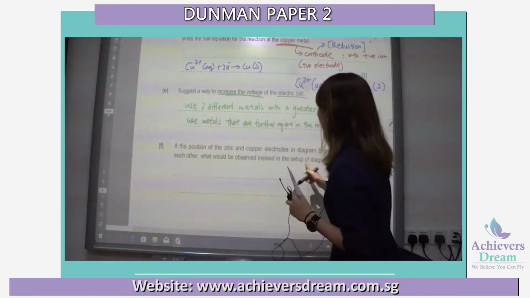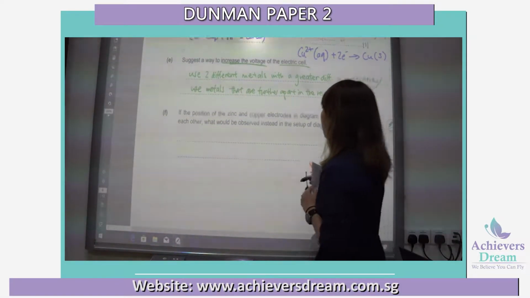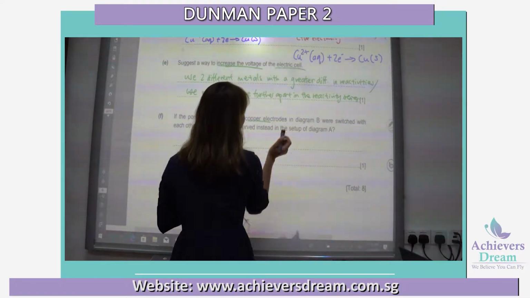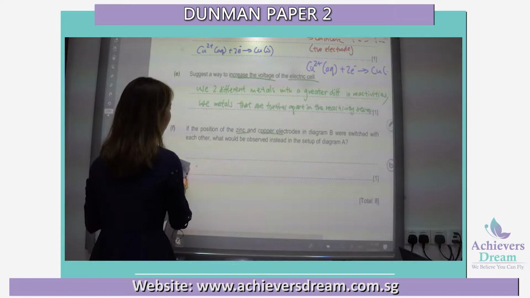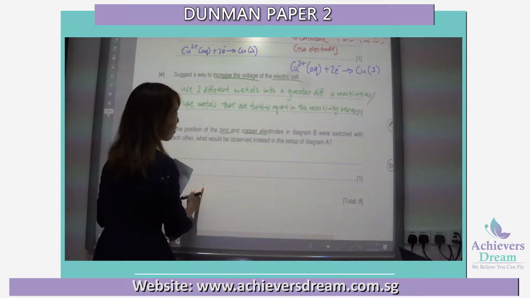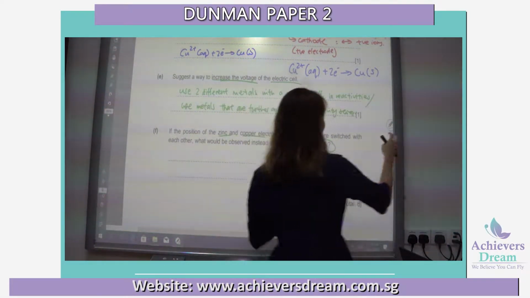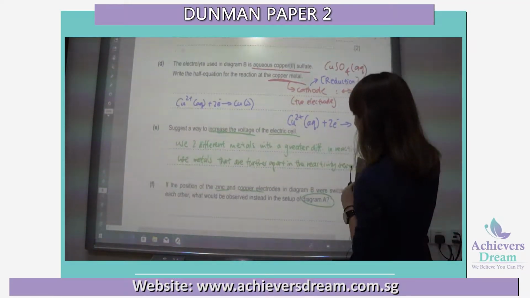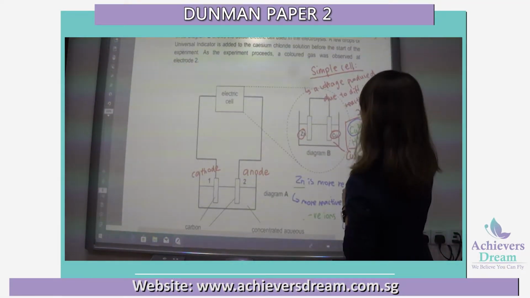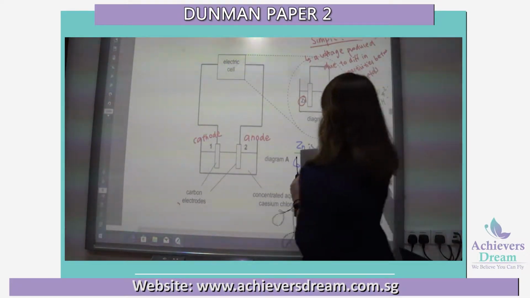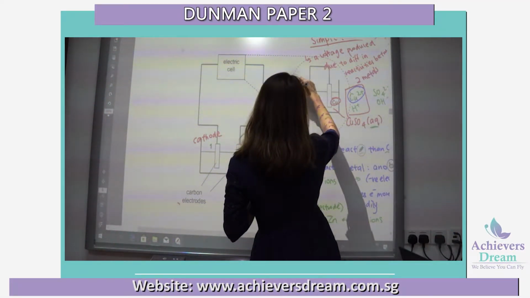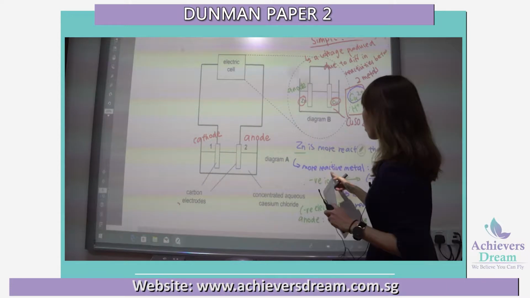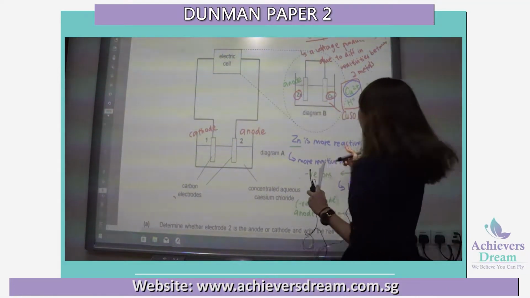Okay. Then for part F, if the position of zinc and copper electrodes in diagram B were switched with each other, what will be observed instead in the setup of diagram A? So, zinc and copper is switched. Okay, zinc is my anode, correct? Because it's more reactive, so the more reactive metal will be my anode.